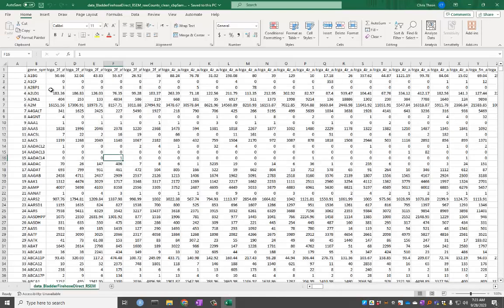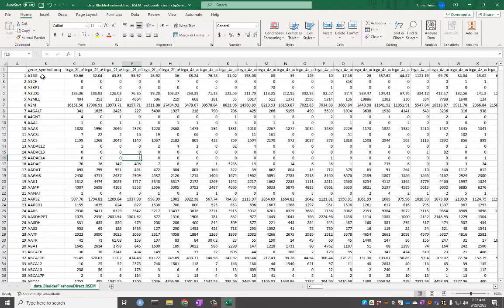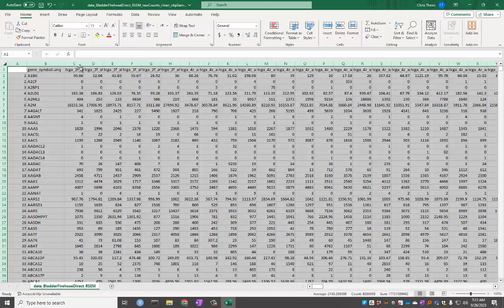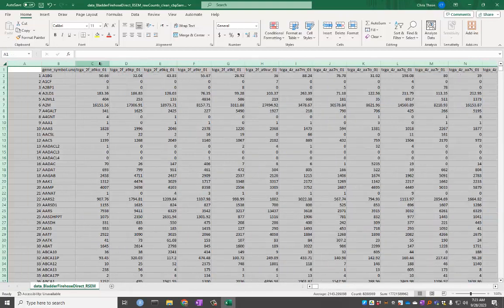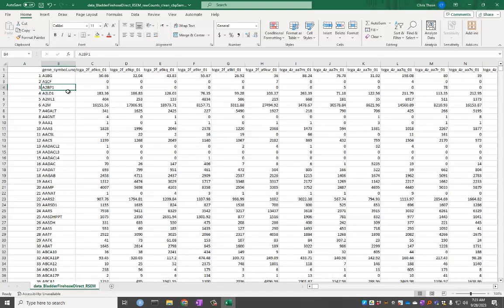And here what we have are the gene symbols listed on the left. And these are sample identifiers. Typically, you're taking samples from cells from different patients. And each gene has an expression level. And you can see that different genes have very different expression levels.